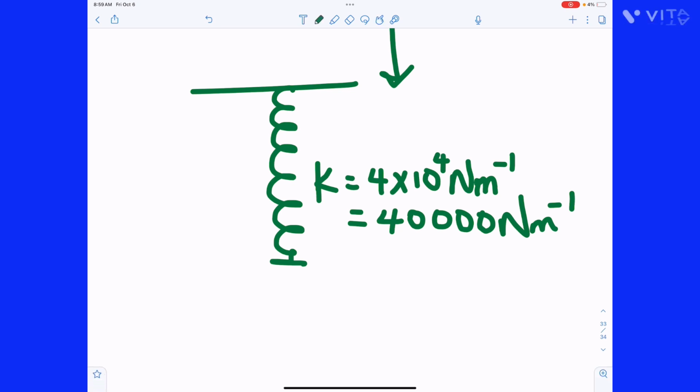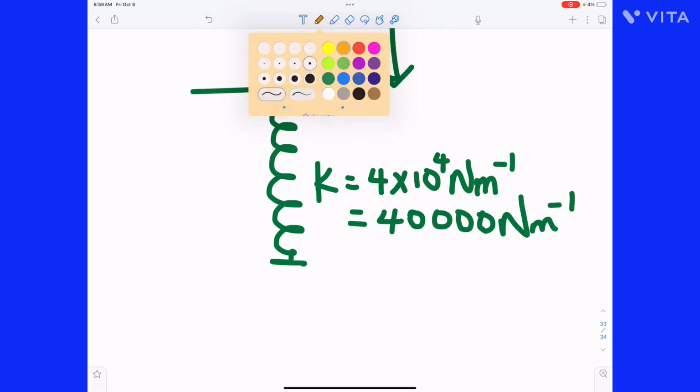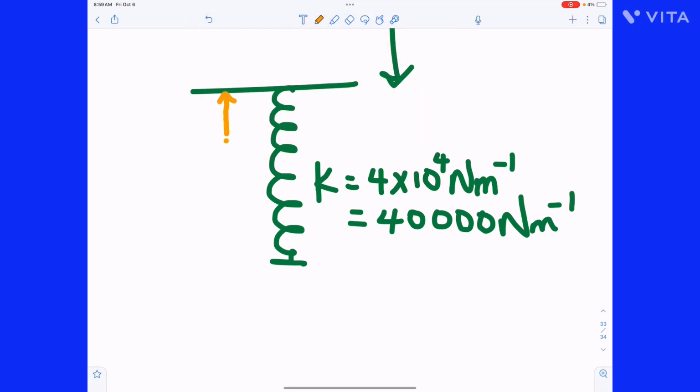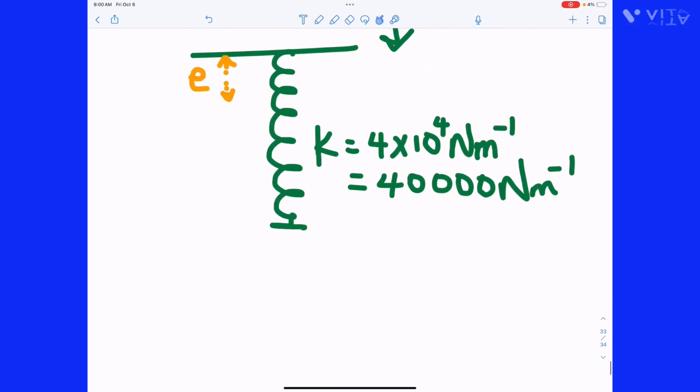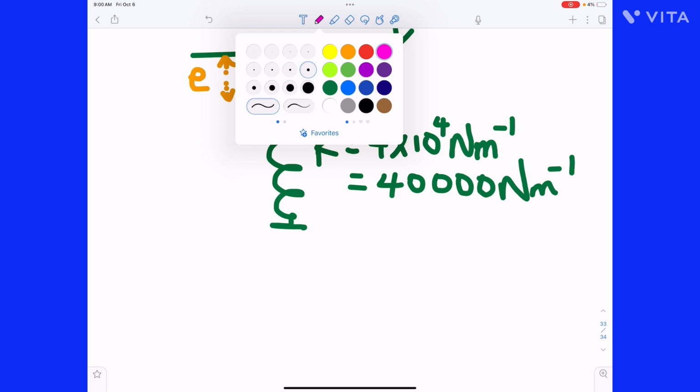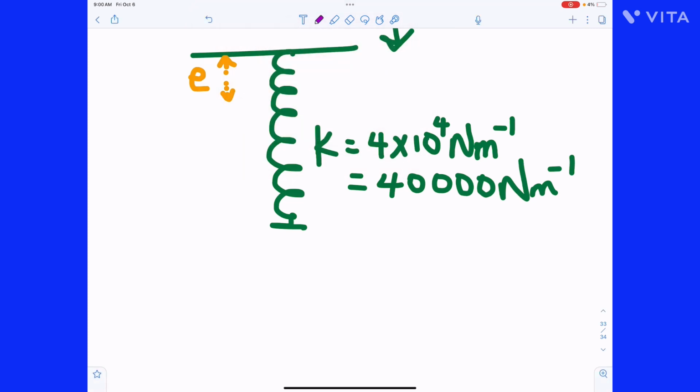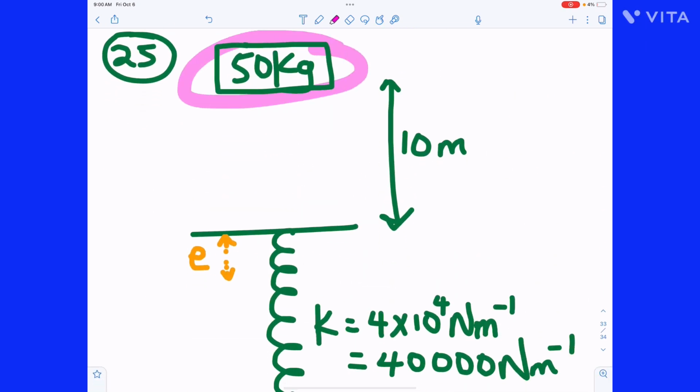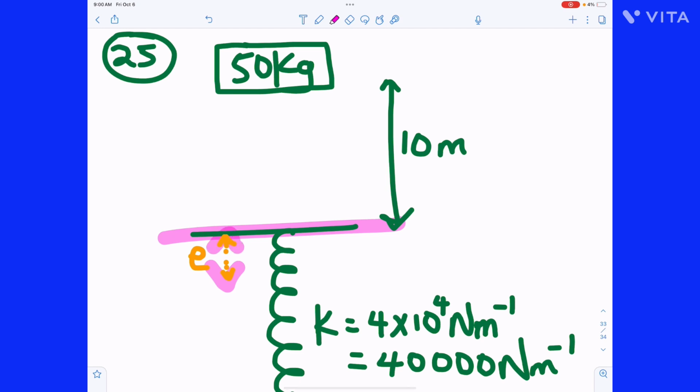Maximum compression. What this means is that normally when that block is dropped on this spring, the spring will compress a little bit. So it's just about energy conversion, because during that compression, work will be done. So work done during compression must be equal to the initial potential energy of the box. From this height, it has a potential energy. When it lands on the spring, all that potential energy will be spent on doing work in compressing the spring. That's just the physics behind this.